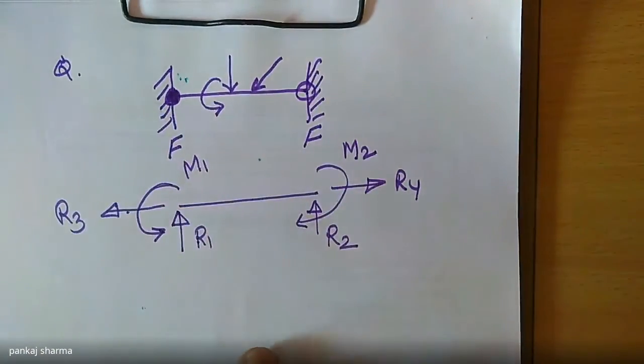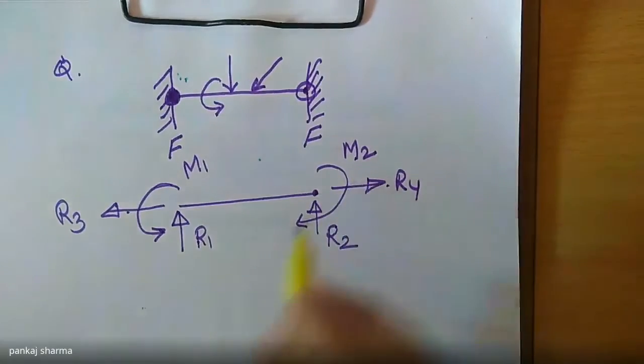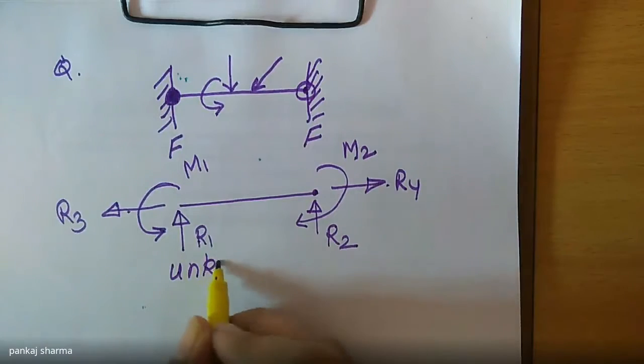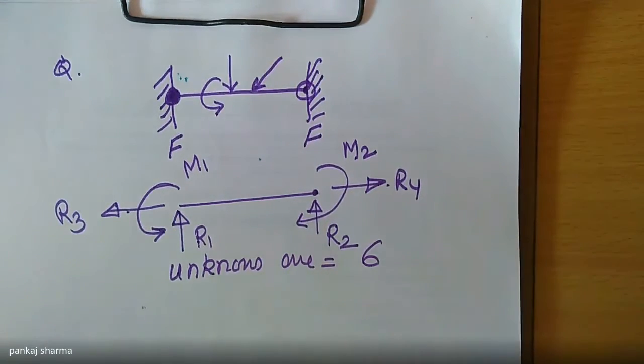I will take another example just to clarify this. It is again the property of a fixed joint. So the number of unknowns are 6.